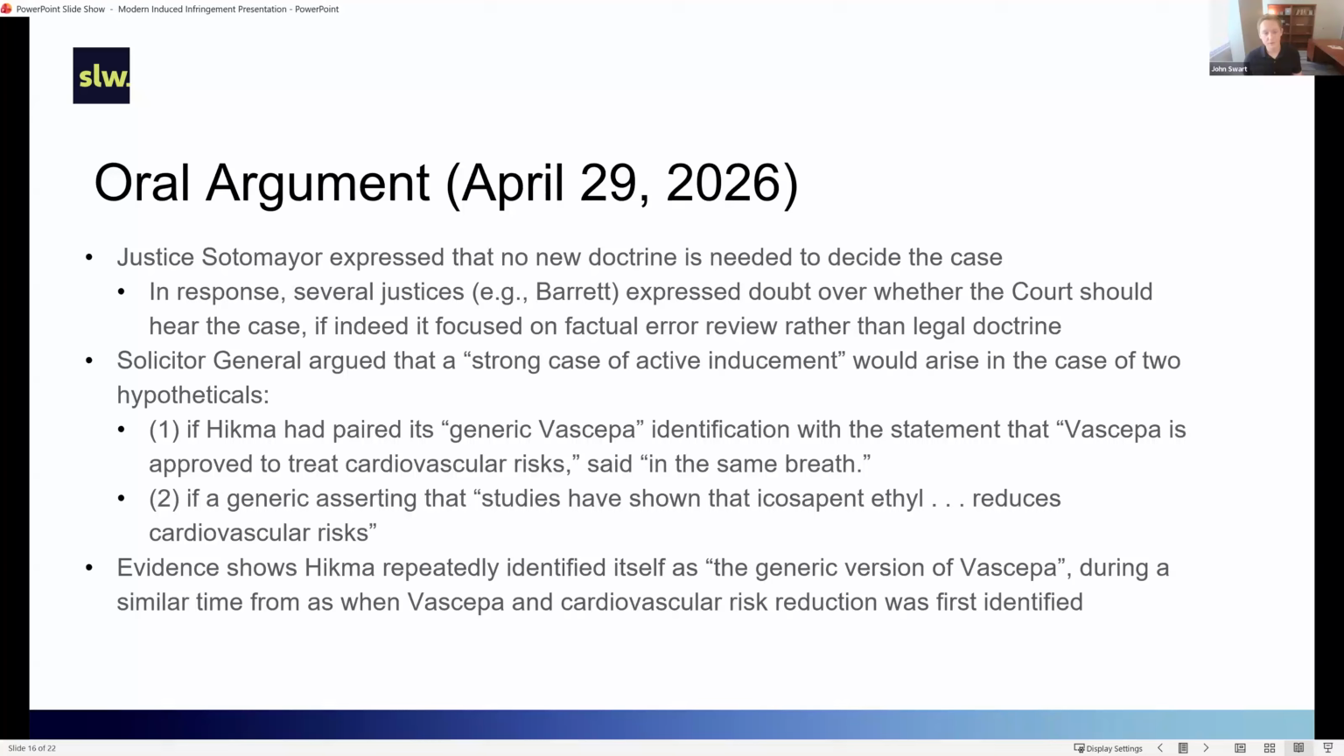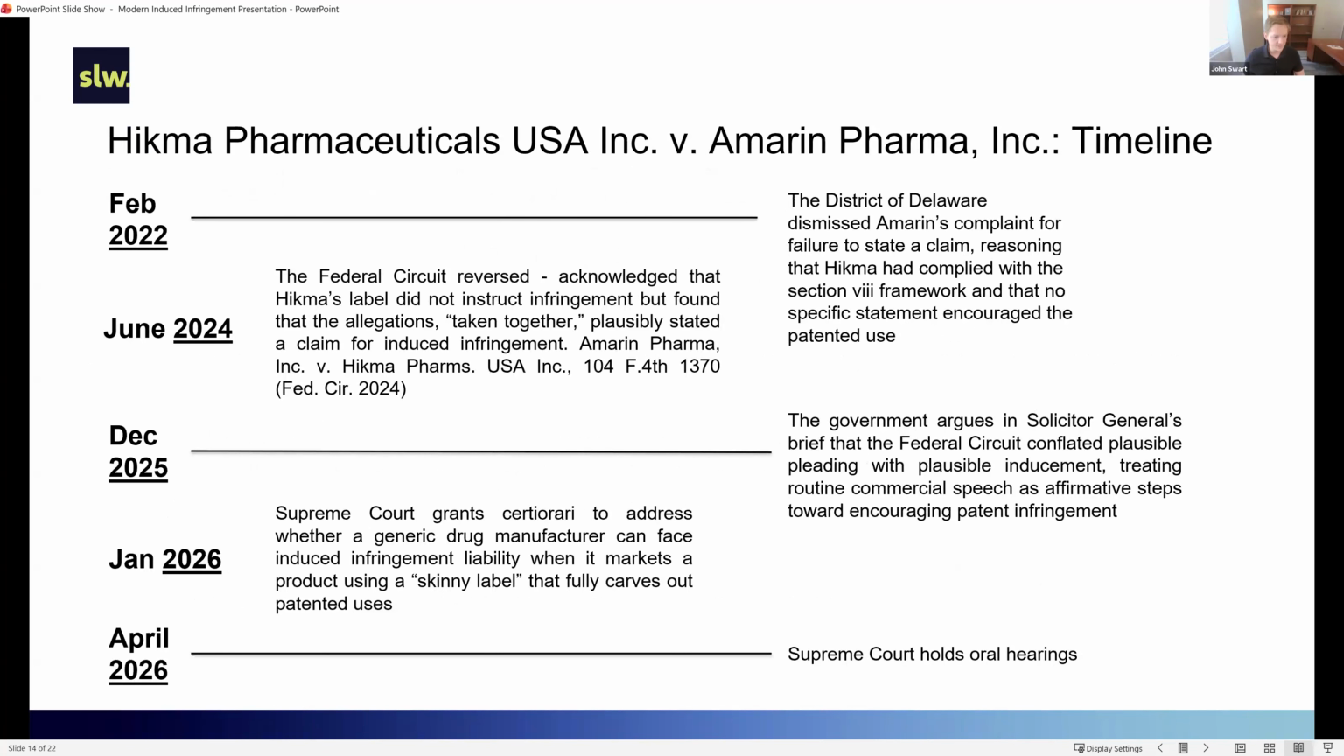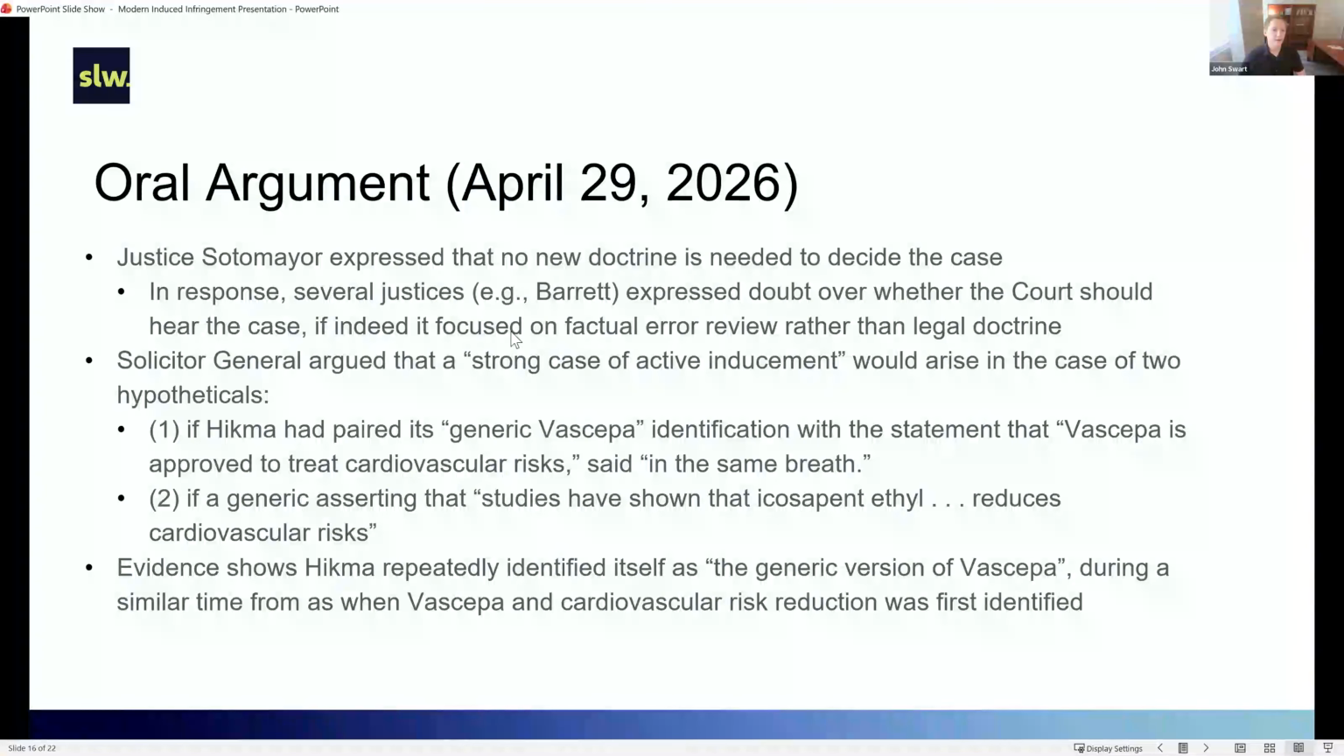The oral argument, I mean, there's just a few things that I think were interesting. Everyone was looking at this case in the months preceding the oral argument, and when this was granted back in January, yeah, January, the Supreme Court granted it, we were hoping for some sort of explicit interpretation of the issue and possibly some creation of new law on the doctrine of induced infringement.